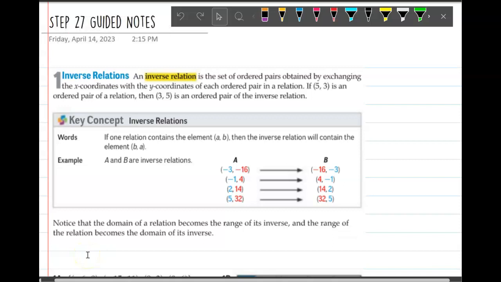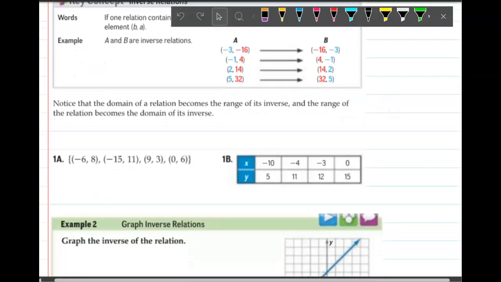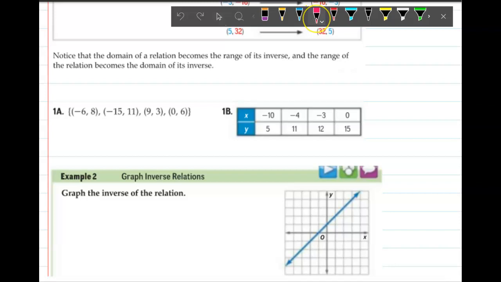Step 27, we're going to talk about inverses of various relations and functions. An inverse occurs by exchanging the x and y coordinates of each ordered pair in a relation. So if you start with the ordered pair 5, 3, then 3, 5 would be the ordered pair of the inverse relation. You literally just switch the x's and the y's to make an inverse. It's quite simple. Let's practice on example 1a.